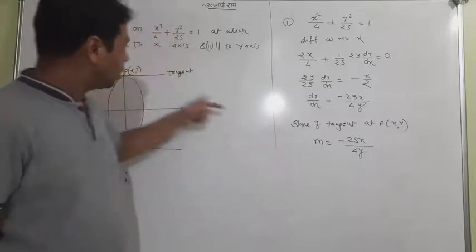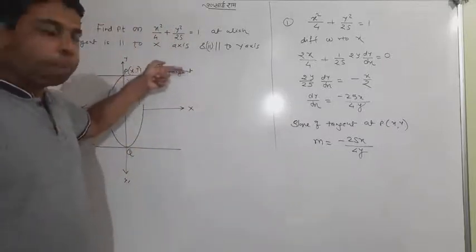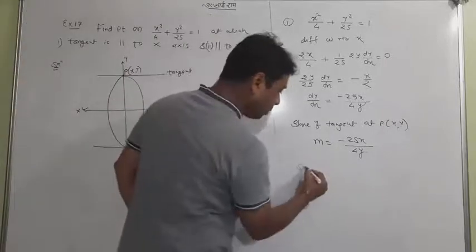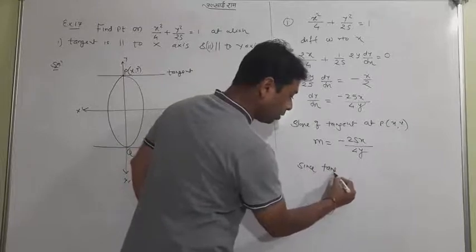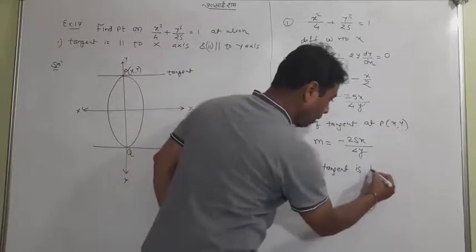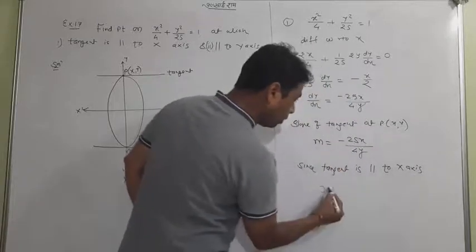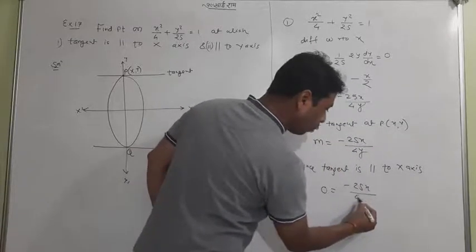So what is m? You know this is the slope of the tangent. But we know that this is parallel to the x-axis. The slope is 0. Since the tangent is parallel to the x-axis, the slope will be 0. And 25x upon 4y.